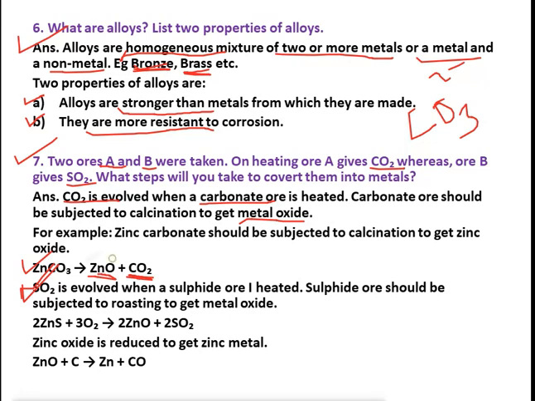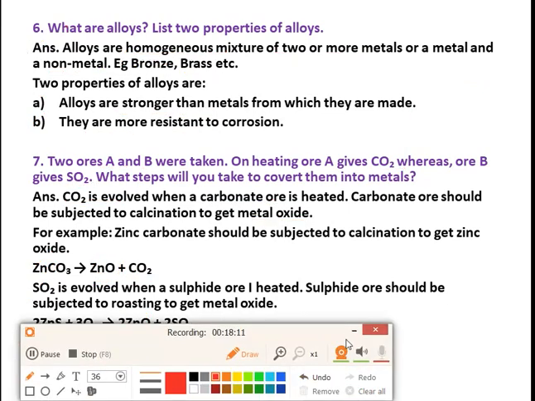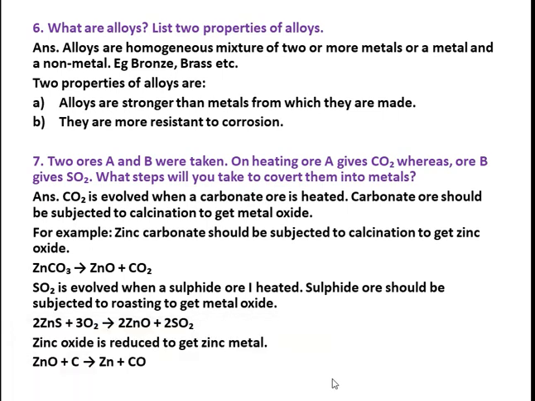Once we get the metal oxide, it is very easy to extract the free metal. When any metal oxide is reduced in the presence of a reducing agent like carbon, it is changed into the metal. In this reaction, zinc oxide reacts with carbon. Carbon is a reducing agent. It removes the oxygen from zinc, and we get zinc metal, and carbon monoxide is formed. So by using roasting and calcination, we convert carbonate and sulfide ores into metal oxide, and when we reduce the metal oxide, we get the free metal.